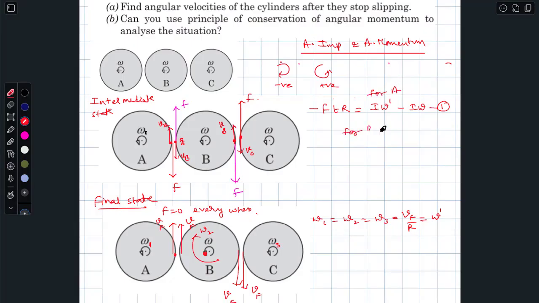For B, what type of frictions are they? Clockwise. Minus 2FTR is, what is final?